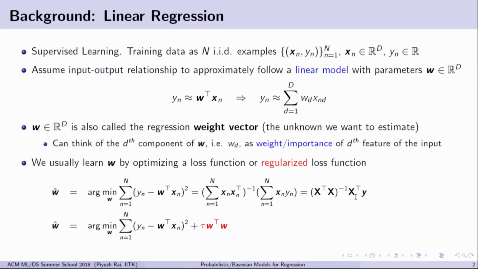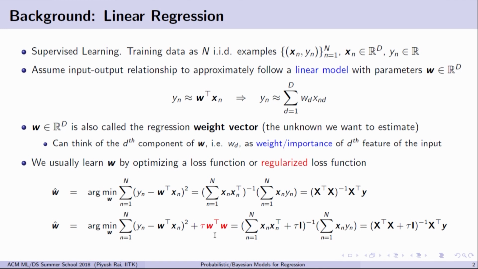So this is a minor variation from the first case, where you have this additional term in the loss function, W transpose W. And if you solve for this objective, you get a solution that looks something like this: X transpose X plus tau times I inverse X transpose Y. Okay, so we prefer this form because it has a regularization aspect to it, so it can prevent overfitting.